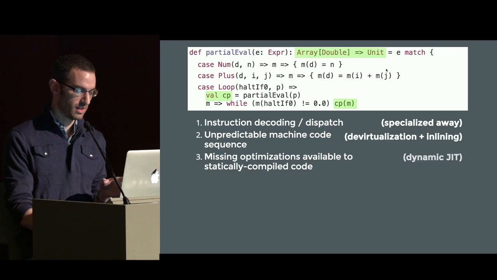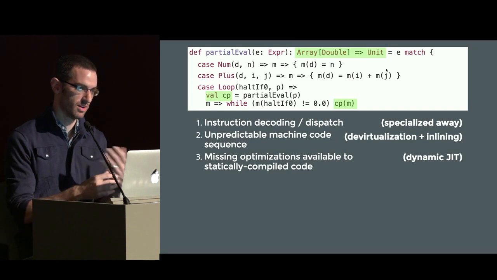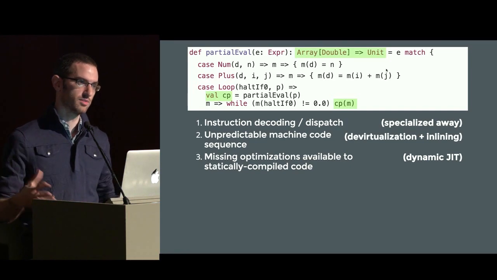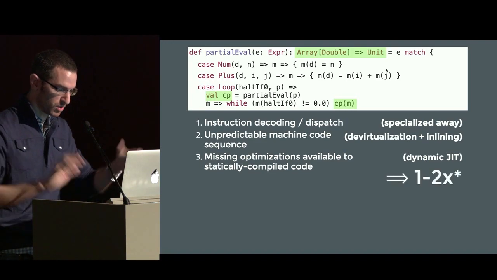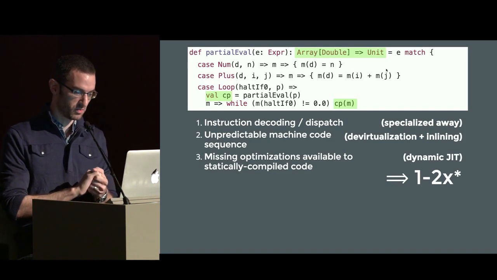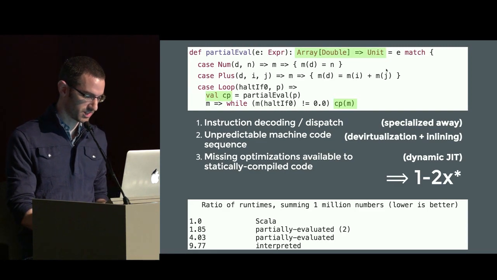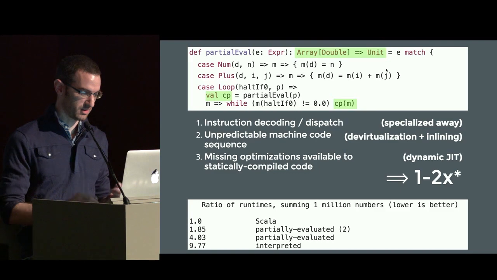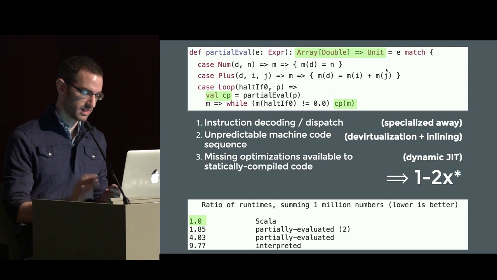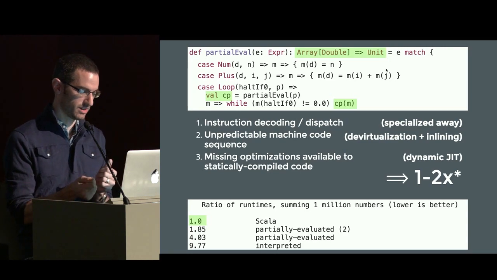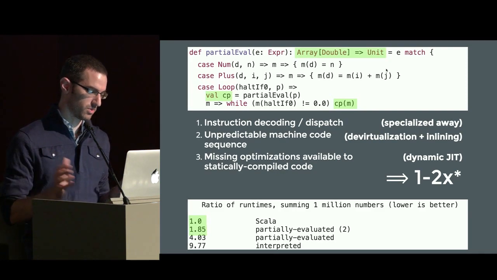And then the final thing is that after this inlining happens, you end up with a big block of code that the JVM can apply its whole suite of optimizations to, just like if you were statically compiling some Java or Scala code. You put all these things together, and you can end up with performance which is within a factor of 2 of just straightforward Scala or Java code. I actually went ahead and did this, and I have a table of the ratio of the runtime. We're summing up a million numbers. Scala was the fastest. I did a couple of different versions of the partially evaluated interpreter, and one of the representations I chose was within a factor of 2. And then you can see the interpreter was about 10 times slower than Scala.